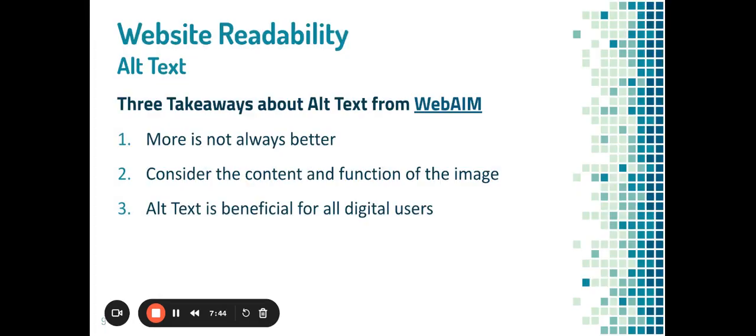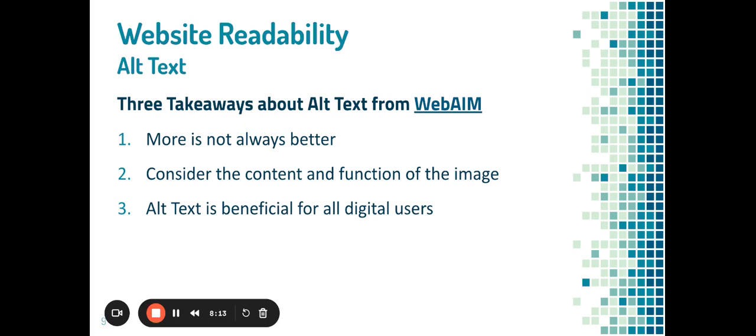And lastly, website readability, we have alt text. So a few takeaways about alternative text for pictures is that more is not always better. It's not always best to write out every single thing you can see about a picture, because oftentimes the text will describe some of the things as well. So keep in mind that the text reader is reading everything that's there. If it's already written around the picture, it does not need to be included with the alt text.